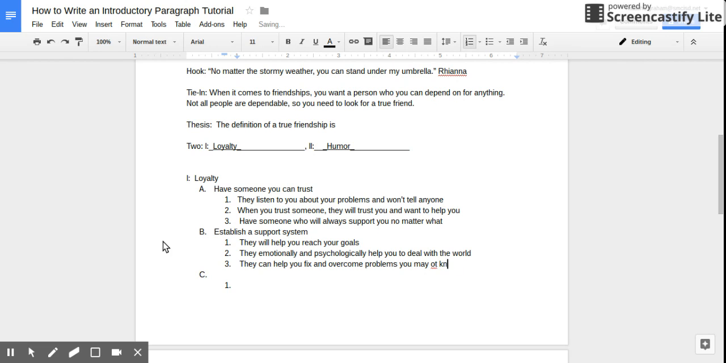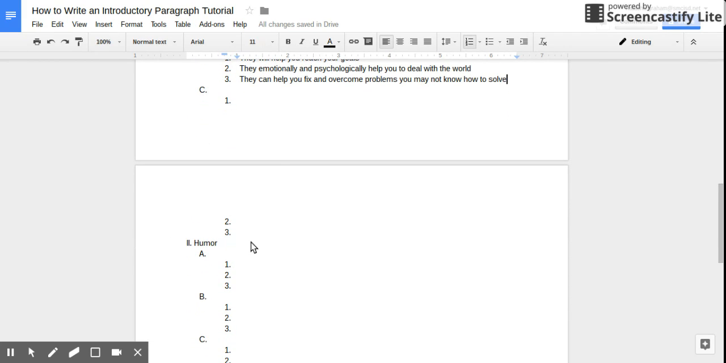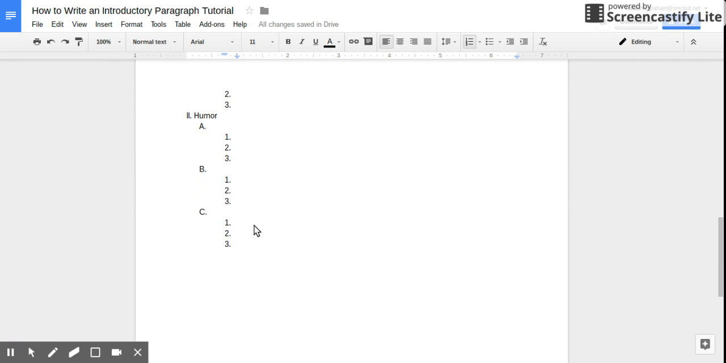may not know how to solve. Once again, I'm going to take a second. I'm going to look over these 3 sentences, make sure that they sound good, and I like the order in which they appear. They flow very nicely. Remember, I didn't come up with a 3, so I'm not going to fill in my C. I'm just going to leave it blank.